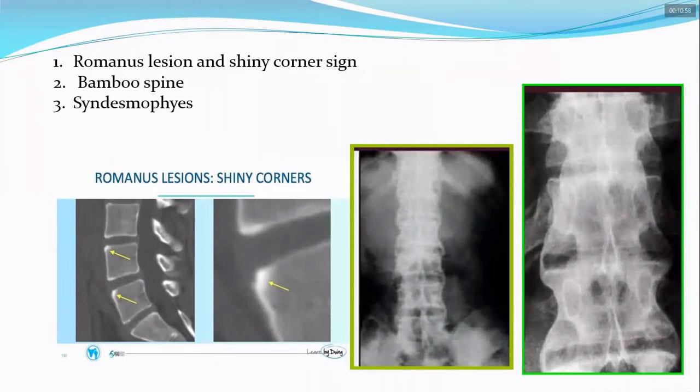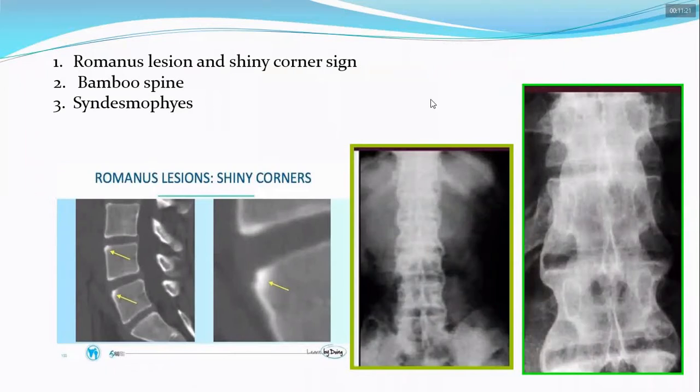In the second picture, you can see the ossification of the paravertebral area, including the ligaments, including the outer layer of the disc, that is the annulus fibrosus. There will be calcification, and that is also called the bamboo spine. You can see it in the middle picture.